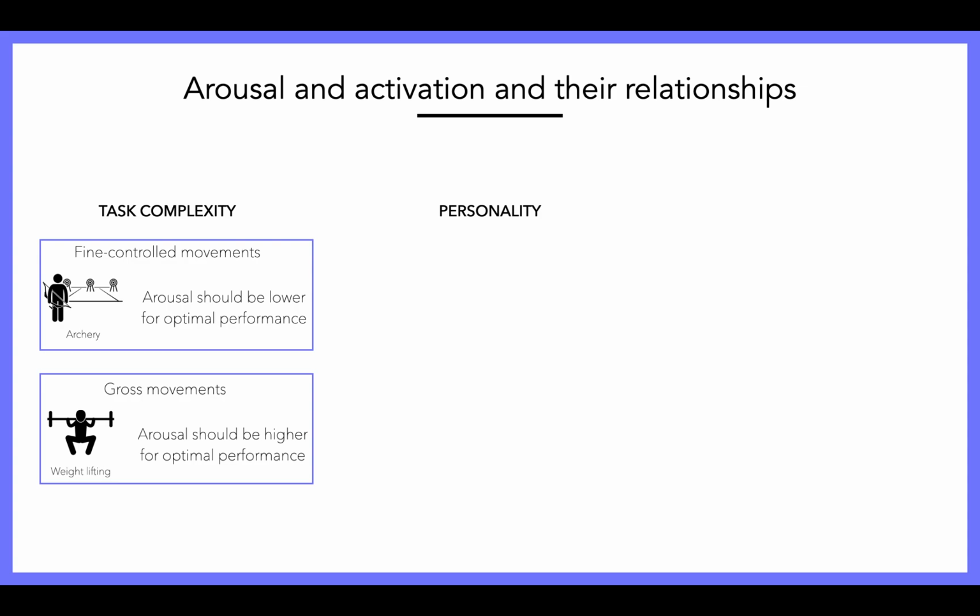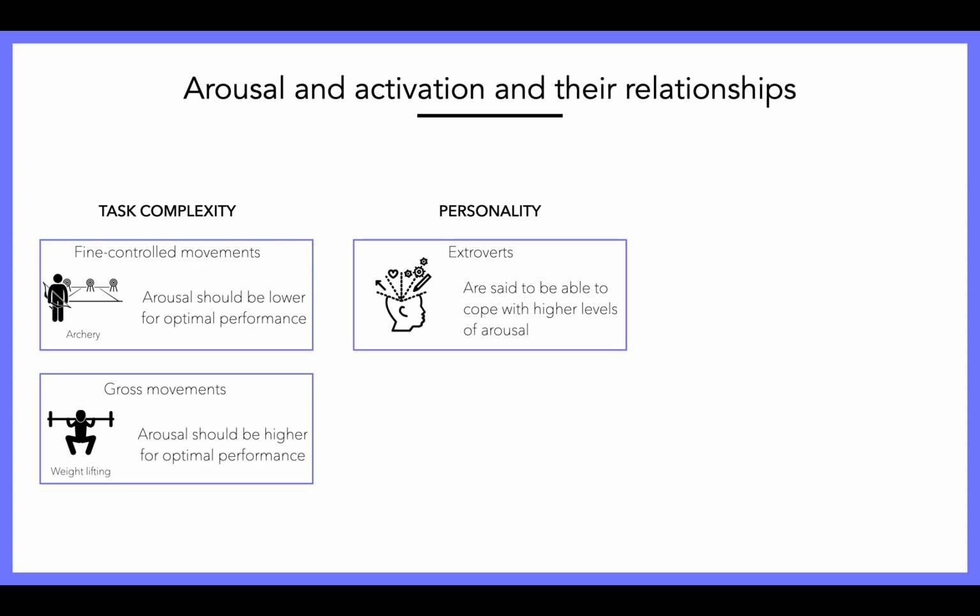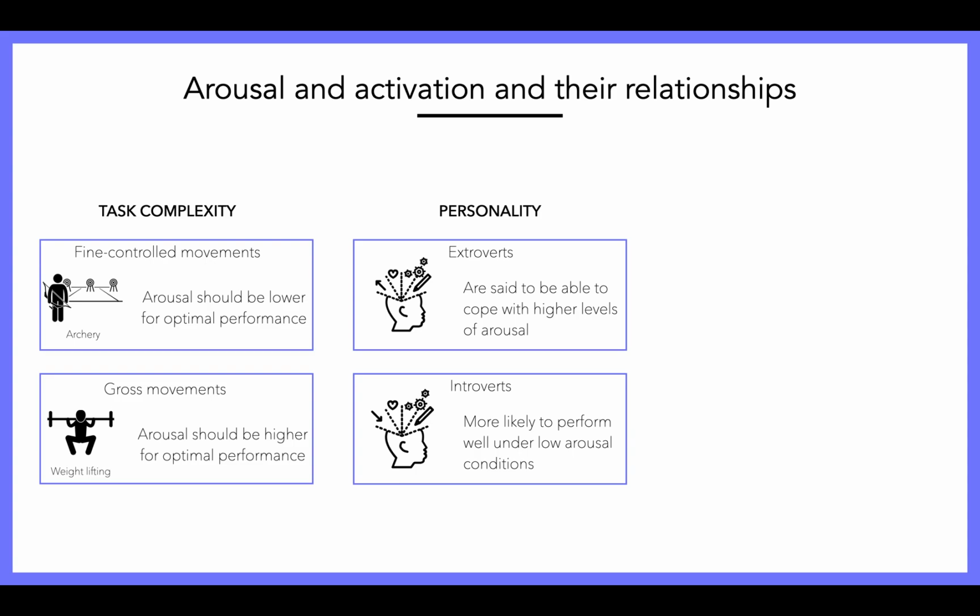We then have personality. So, like we've just said with the RAS, extroverts are said to be able to cope with higher levels of arousal because their RAS lacks stimulation. So they seek it and they can cope with that higher arousal condition because their RAS system is not over intensifying it. So they can cope with higher levels of arousal. And then obviously we've got the opposite. Introverts, they're more likely to perform well under low arousal conditions. Okay? And our final relationship is ability level.